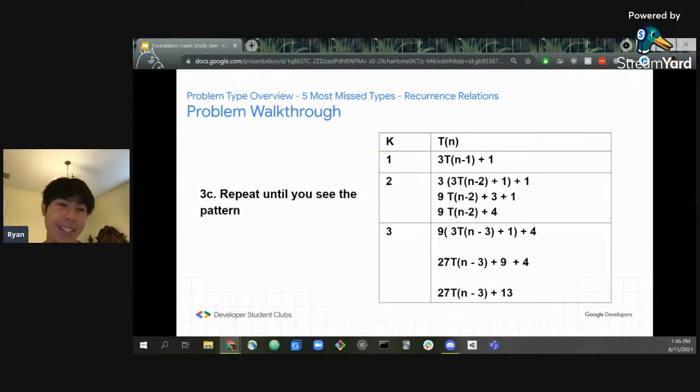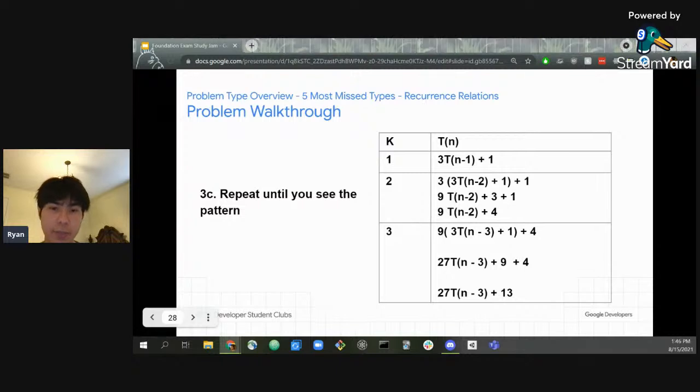Now we're going to do the same exact thing mentioned for the second iteration, but for the third iteration. So just to run it back one more time really quickly, the second iteration is 9T(n minus 2) plus 4. I'm going to remove T(n minus 2), put in the base T(n), which is 3T(n minus 1) plus 1. But remember, I'm going to swap n with n minus 2. So this gives me n minus 2 minus 1, which just gives me n minus 3, which is what you see on the first line for k equals 3.